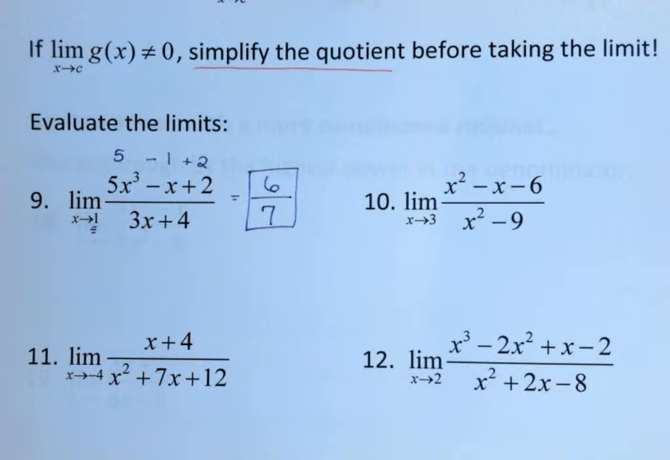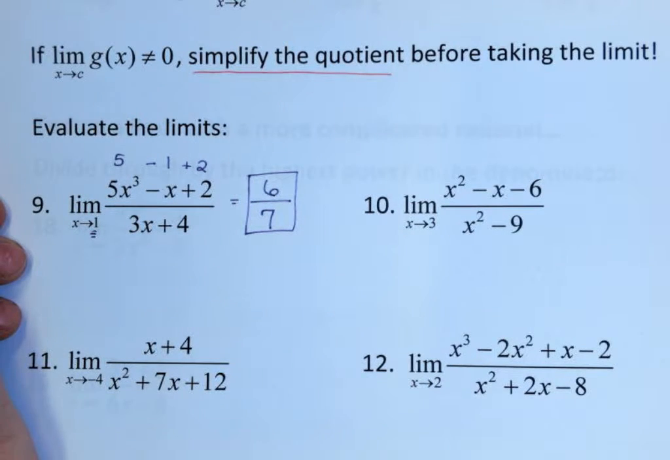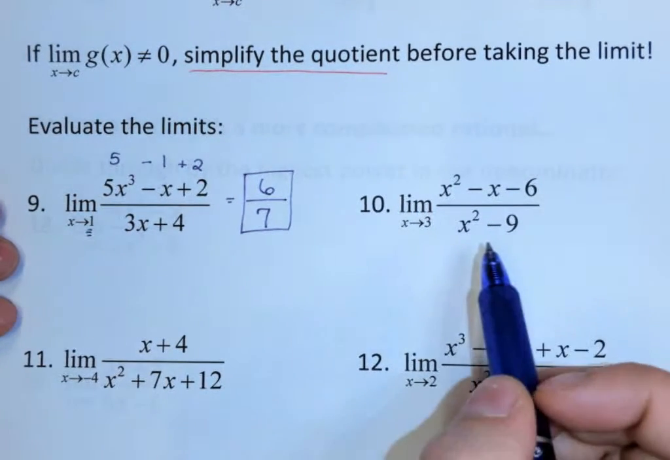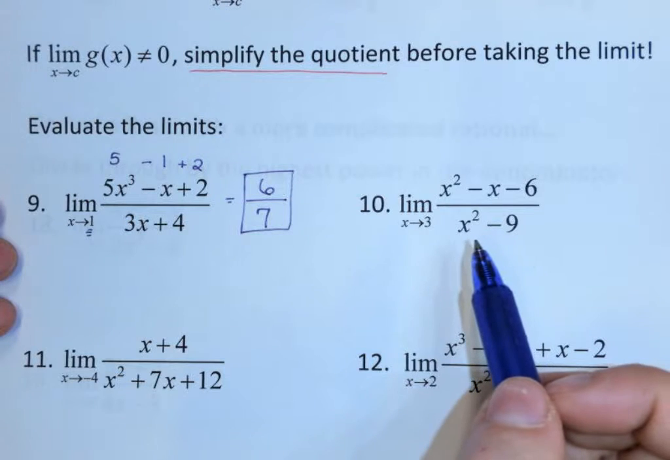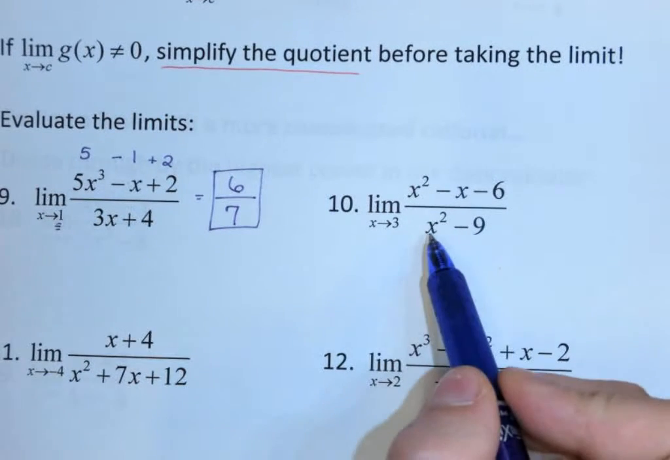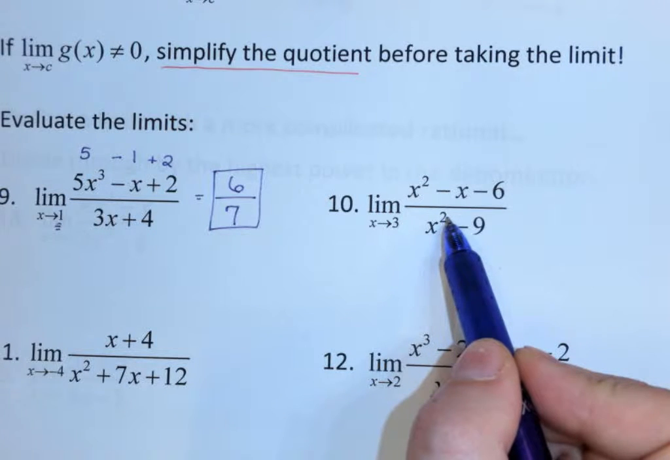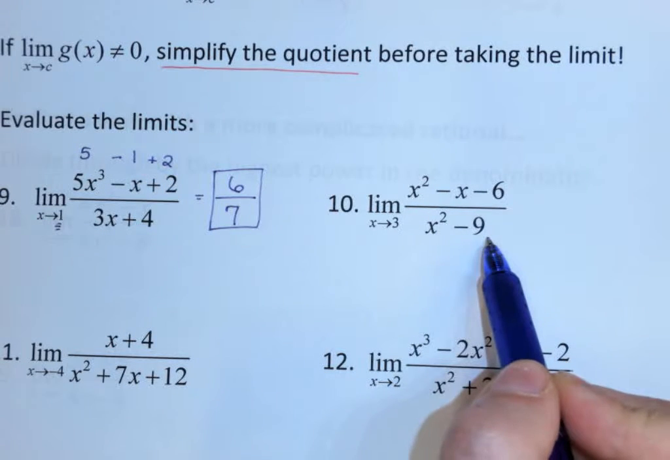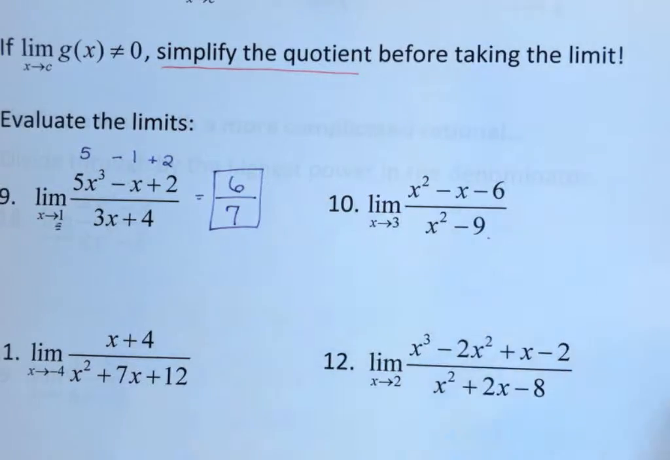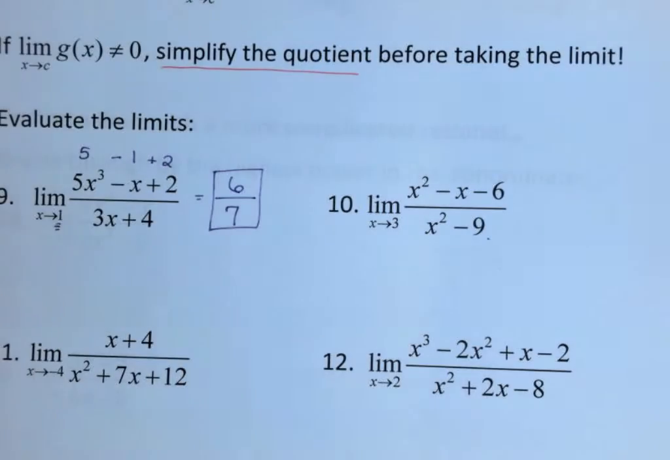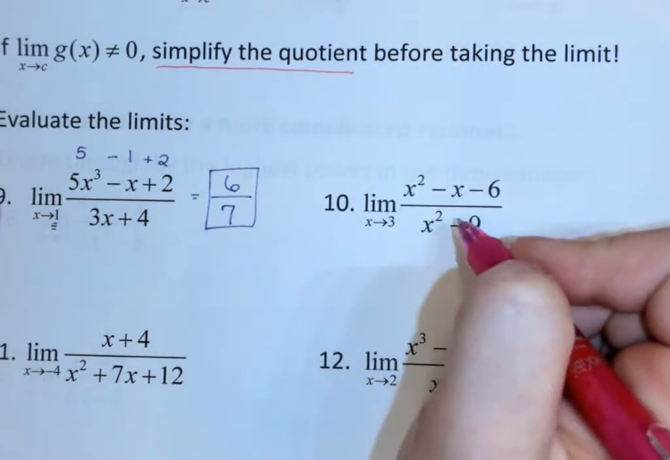The limit of a function at a value, the easiest way to do that is literally just plug that value in. See what you get. As long as that denominator is not 0, you're okay. Now, guess what's going to happen on number 10? It's going to cancel. Because if I put 3 in here, what's 3 squared? 9. Minus 9? 0. So that means I can't actually do this through just standard substitution.